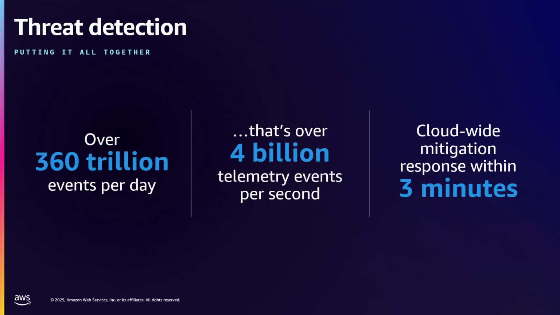So to give a sense of the scope, we are reviewing over 360 trillion telemetry events per day, which is like a mind-bogglingly large number. That's over 4 billion events per second, a snap of a finger. And from this, we're continually generating active mitigations across the network layer and the service data and control plane that are being pushed out every 3 minutes, right, to disrupt threat campaigns all the time.